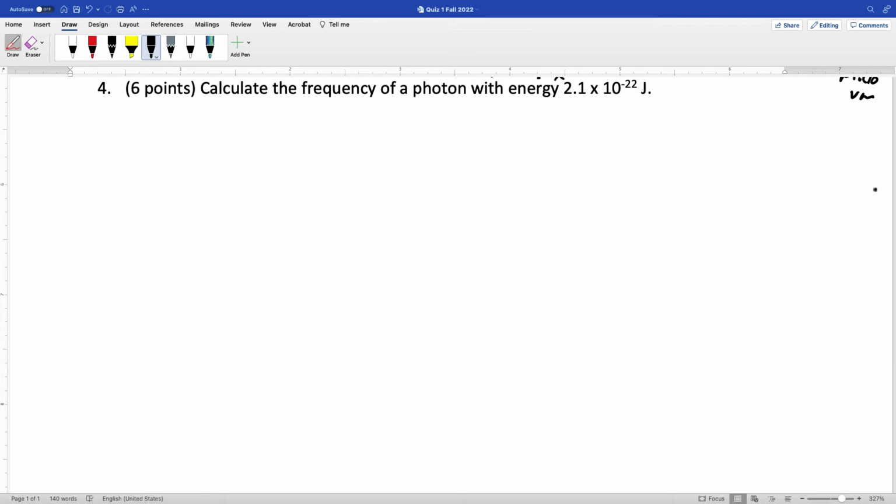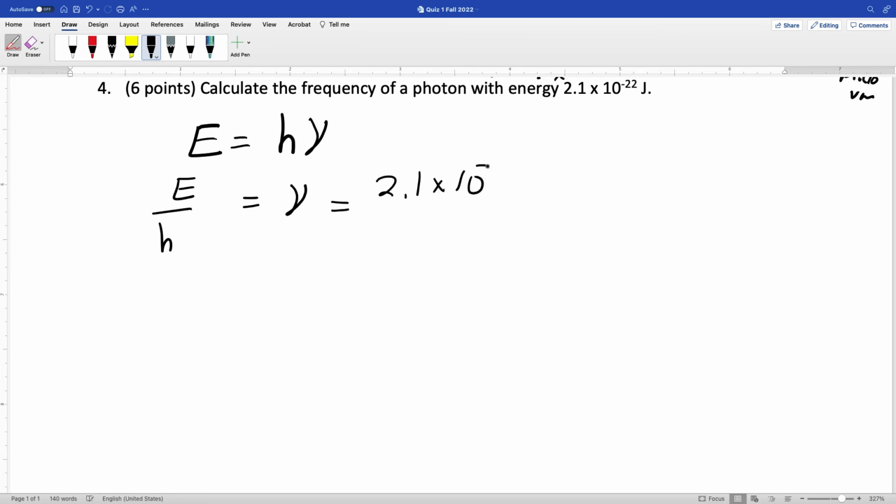Number 4, calculate the frequency of a photon with energy 2.1 times 10 to the negative 22 joules. So we have energy is equal to h nu. We want the frequency, so we have to solve for frequency, so we divide both sides by h, to get energy divided by Planck's constant h gives us the frequency. Now we're going to plug in our energy, 2.1 times 10 to the negative 22 joules.